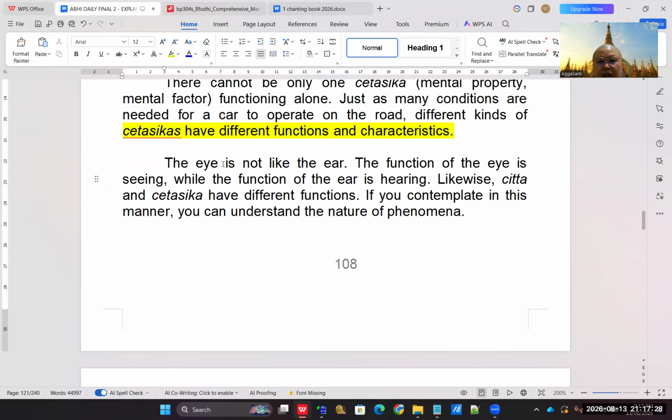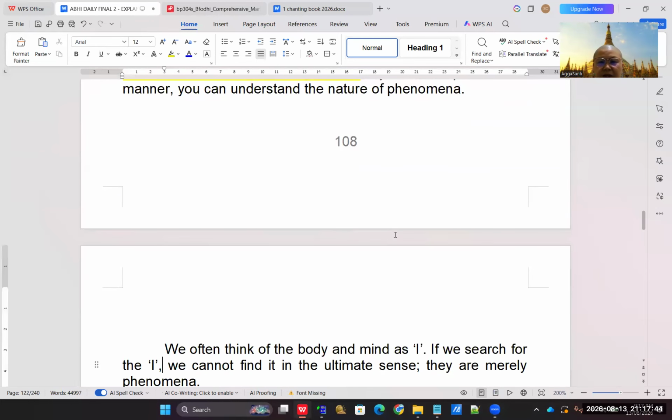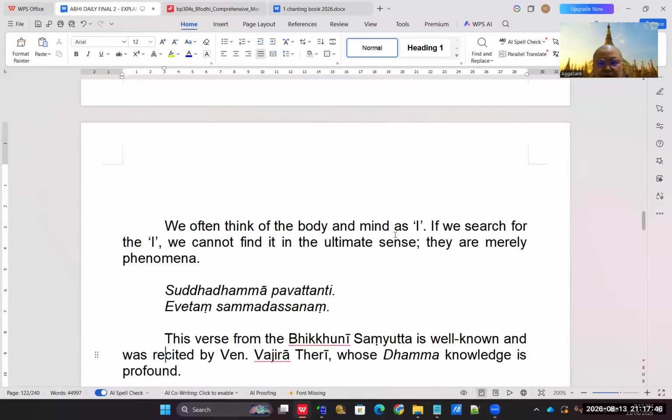And the eye is not like the ear. The function of the eye is seeing, and the function of the ear is hearing. Likewise, chitta and cetasika have different functions, right? But they need to work together. And that's the meaning here.